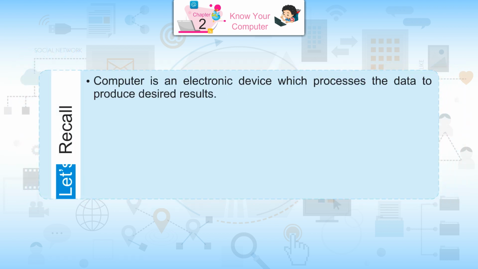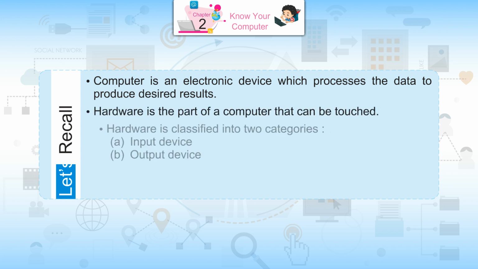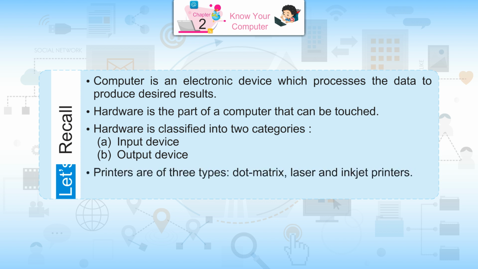Let's recall. Computer is an electronic device which processes the data to produce desired results. Hardware is the part of the computer that can be touched. Hardware is classified into two categories: input device and output device. Printers are of three types: dot matrix, laser and inkjet printers. Flash drive is also known as pen drive.